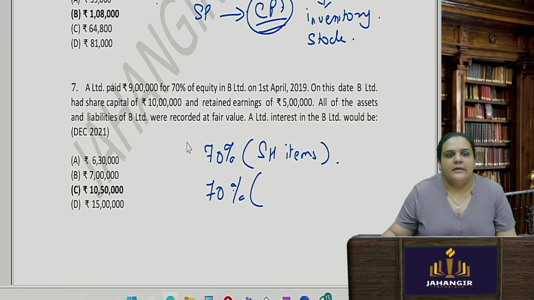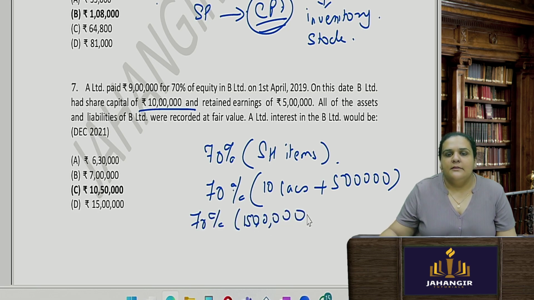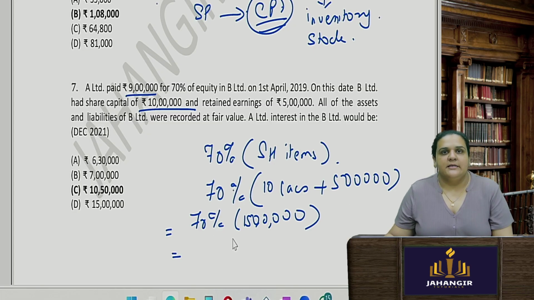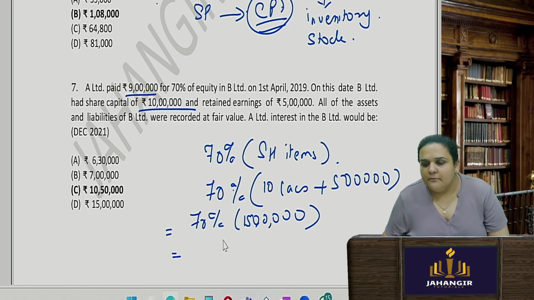70% of which shareholders' items do I have? Share capital 10 lakhs plus retained earning of 5 lakhs. So 70% of 15 lakhs. Right? That is all they are asking. They are not asking me cost of control. Cost of control, if they would have asked me, I would have said 9 lakhs minus the interest. Okay, interest in the shareholders' items. How much of share? 70% of 15 lakhs is 10 lakh 50,000.